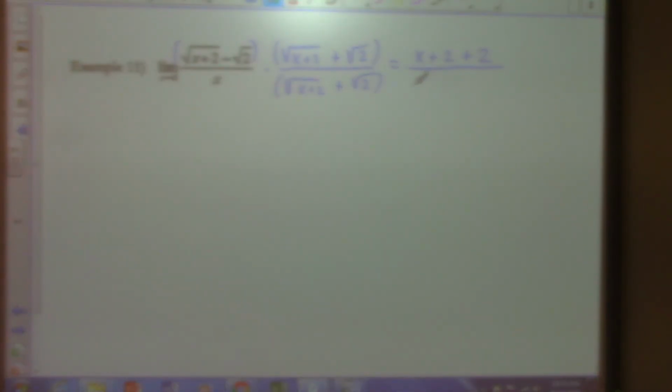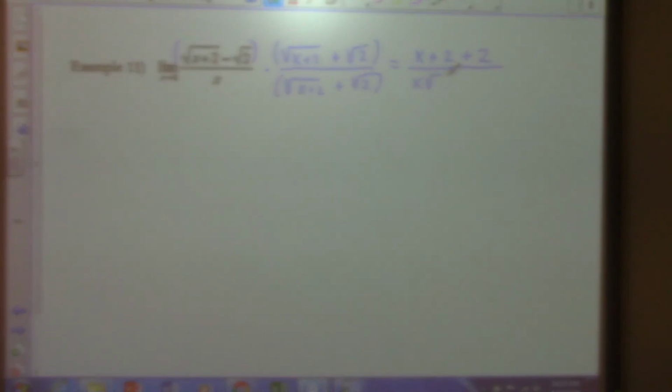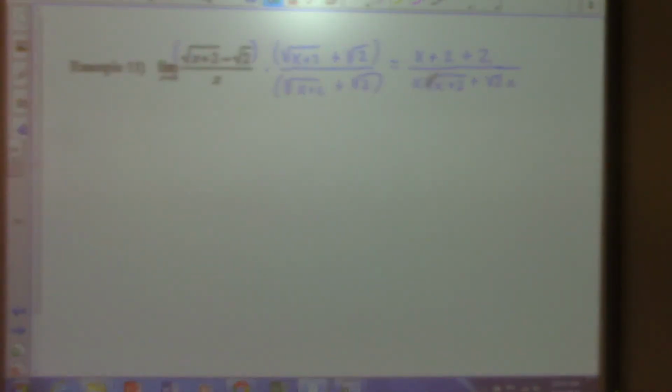And then in the denominator, we have x times square root of x plus 2 plus square root of 2x. So we're going to have 0. That's still going to be, no, this could be minus. So that still is going to be 0 over 0, isn't it? Yep.